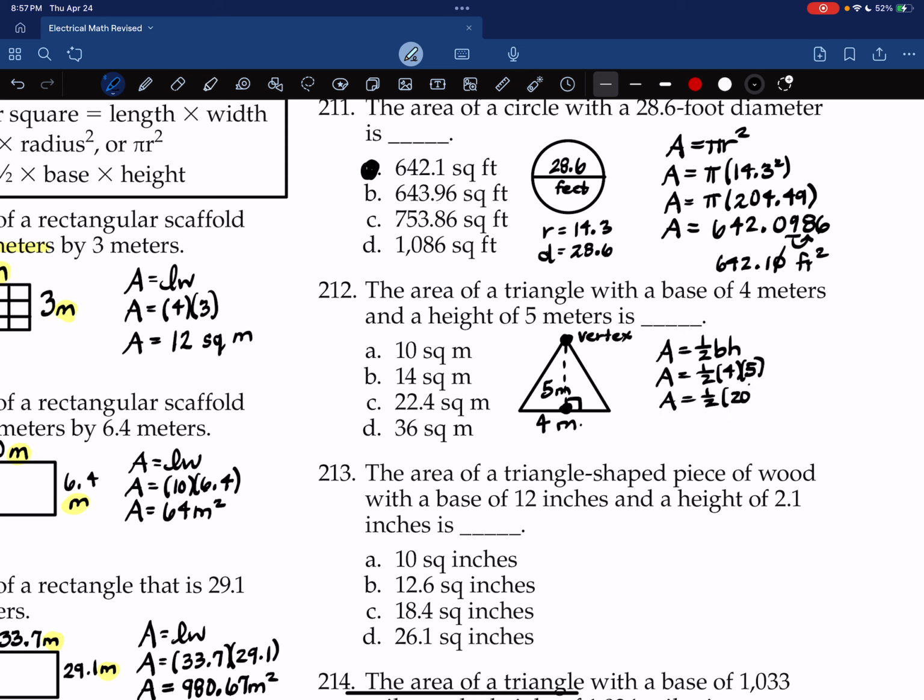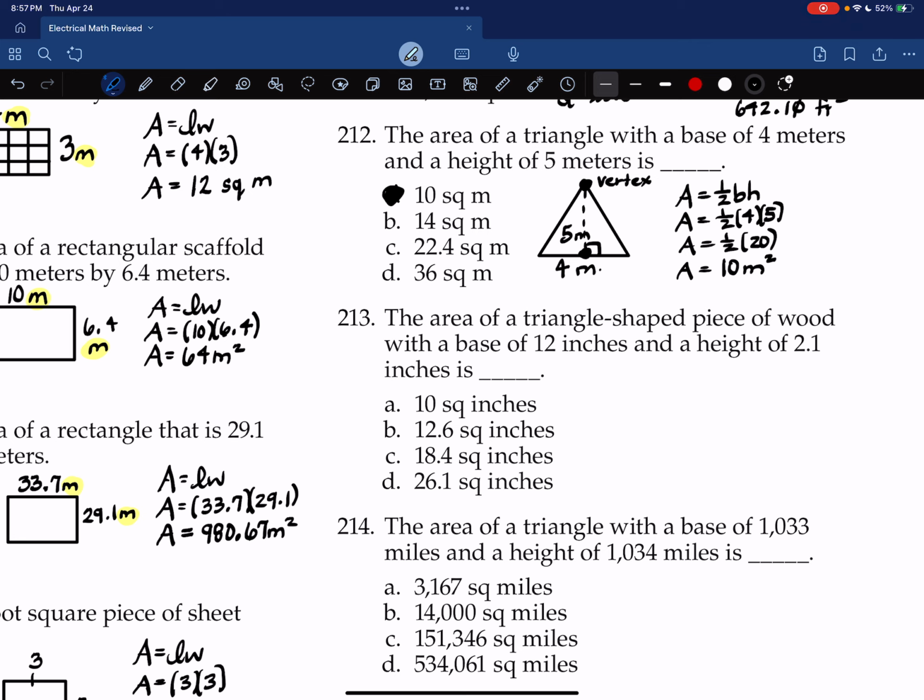The area of a triangle-shaped piece of wood with a base of 12 inches and a height of 2.1 is blank. Okay, so could be any kind of triangle potentially, but I'm gonna just do this one because that's what we've looked at. You want to check your units always. Be sure they match. And I should have done that up here as well. They do match. I do it automatically, but I should be showing you to do it too.